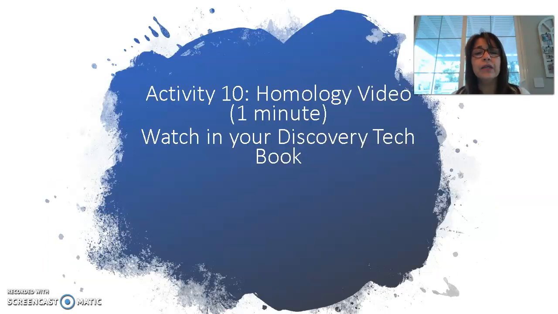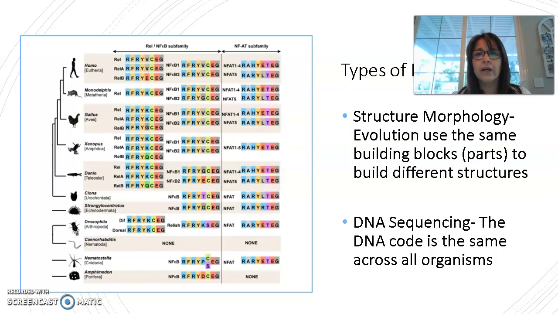All right, so there's a homology video, I said it, that you're going to watch. I already assigned it for you. Now there are different types of homology. There's the structures of morphology. Evolution used the same building blocks, meaning that what I just showed you was the phalanges, the metacarpals, and the carpals. And then we also do DNA sequencing, and the DNA code is the same across all origins. So all creatures, all organisms, have the same structure, okay?